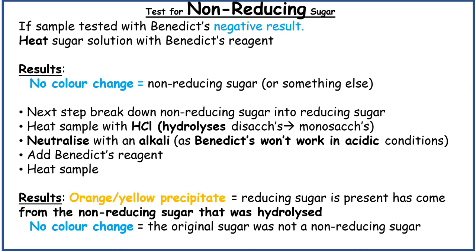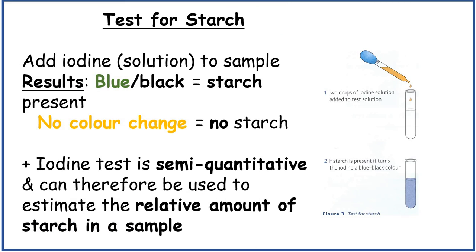Then you would neutralise it with an alkali, because the Benedict's won't work in acidic conditions, so you need to neutralise it. Then you would add the Benedict's reagent, you would heat the sample, and you would get an orange or brick red precipitate. And the reducing sugar that is present has come from the non-reducing sugar that was hydrolysed. And if there was no colour change again, the original sugar was not a non-reducing sugar either.